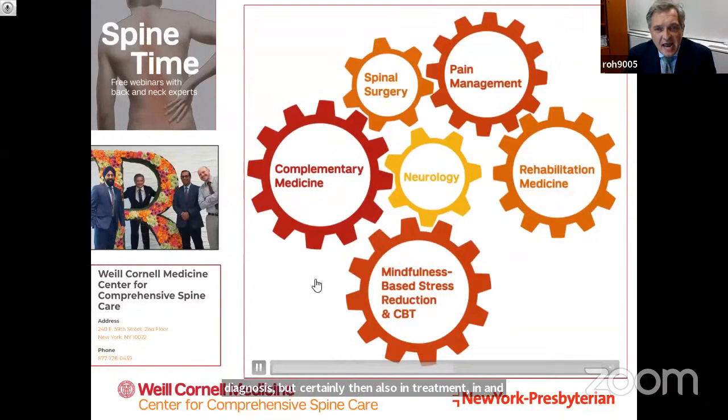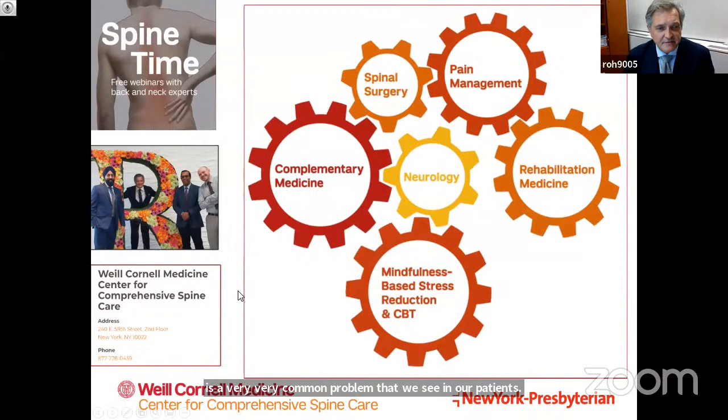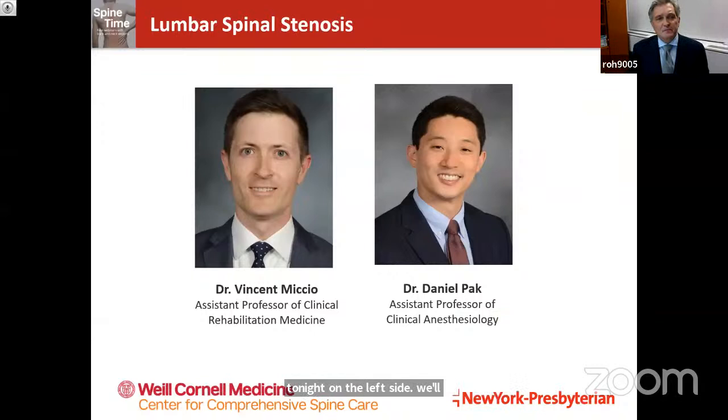And lumbar spinal stenosis is a very, very common problem that we see in our patients. Now, I want to introduce the two speakers that we have here tonight. On the left side, we'll have Dr. Vincent Michio, who is an assistant professor of clinical rehabilitation medicine at Weill Cornell, and Dr. Daniel Pack, who is an assistant professor of pain management and anesthesiology at Weill Cornell. Now, we all practice together here at the Center for Comprehensive Spine Care. Many of you know these two excellent doctors, of course.